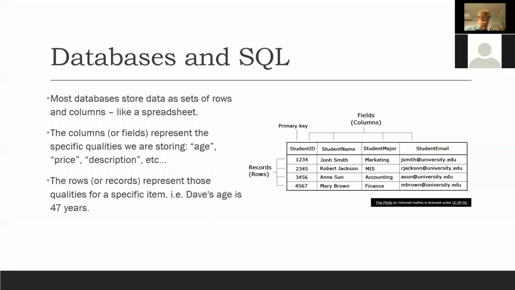And then the rows are the values for a specific item. So what is the age of a specific student? What is the price of a specific item? And as you can see here in the illustration, we've got student ID, student name, student major, student email as the different qualities we're keeping track of, and then 4 different records representing 4 different unique students.